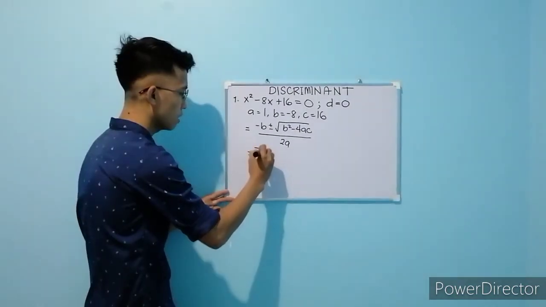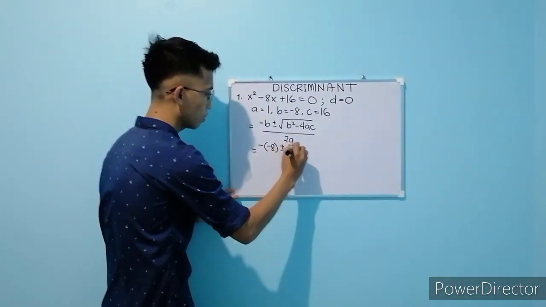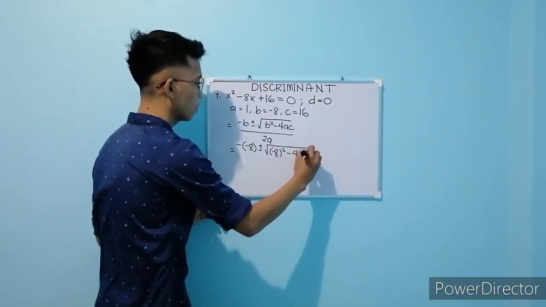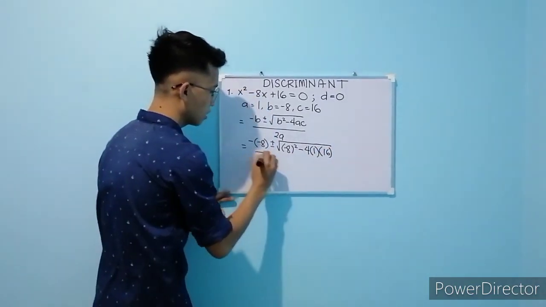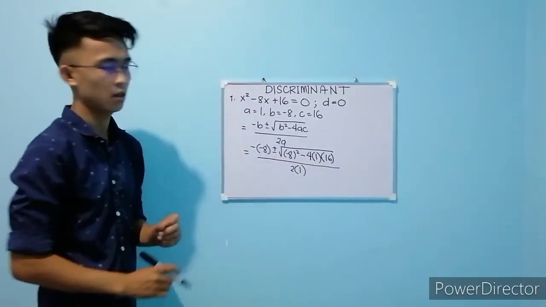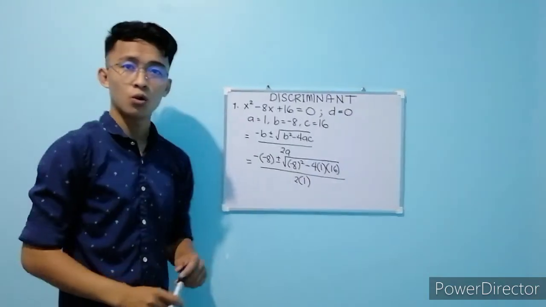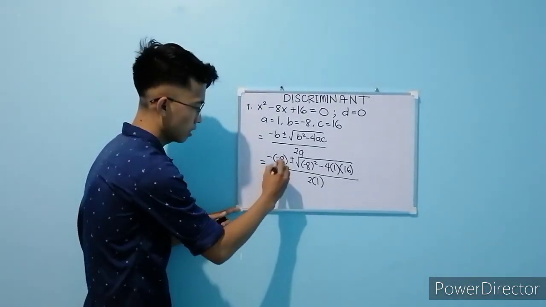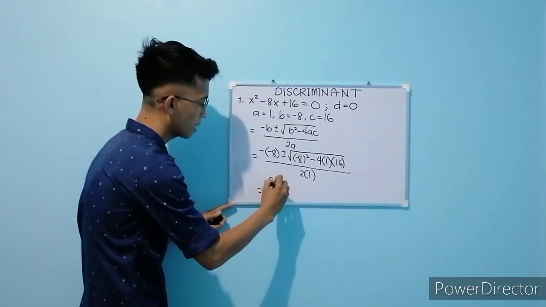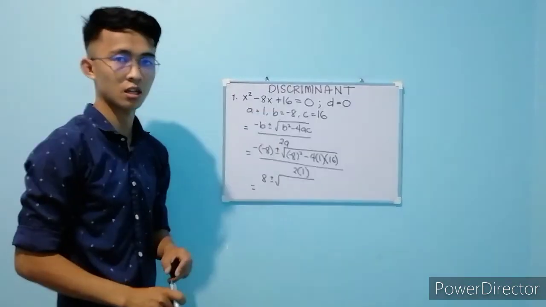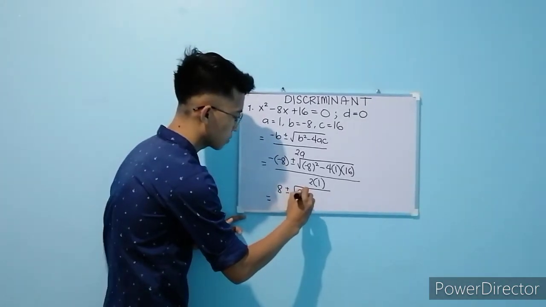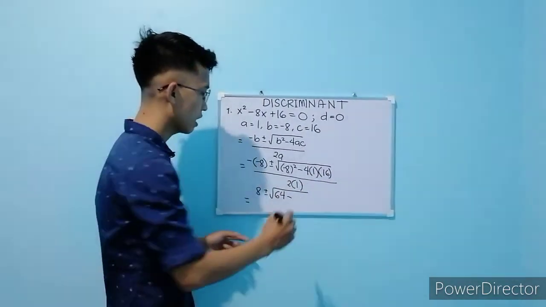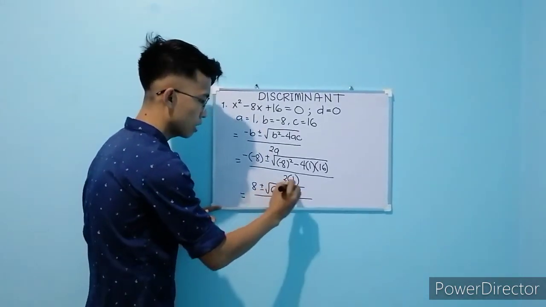Let's do the substitution. We have negative times negative 8, plus or minus the square root of negative 8 squared minus 4 times 1, the value of A, and the value of C is 16, over 2 times 1. Now we need to simplify the given equation. Negative times negative 8 is positive 8, plus or minus the square root of negative 8 squared, that is positive 64, minus 4 times 1 times 16, that is 64, over 2 times 1, that is 2.